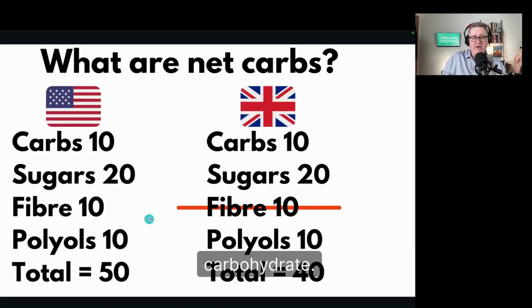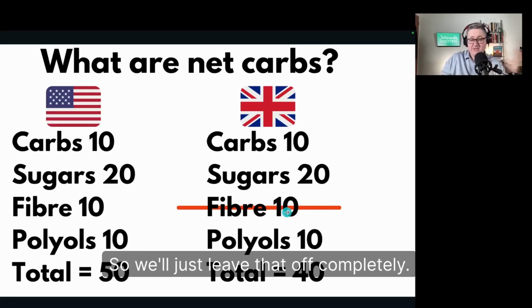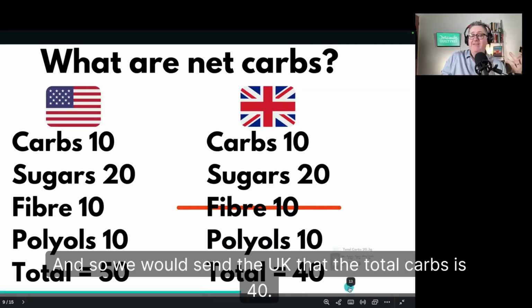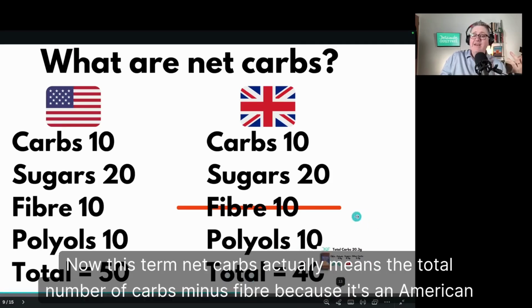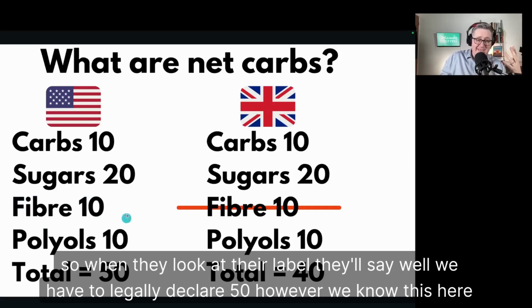In the UK, on the other hand, we would say the other carbs are 10, let's say. Sugars are 20. We don't include the 10 fibre, so we just leave that off completely. And it has 10 polyol carbs. And so we would say in the UK that the total carbs is 40. Now, this term net carbs actually means the total number of carbs minus fibre, because it's an American expression, and in America they include their fibre, but they know that fibre doesn't impact blood sugar. So when they look at their label, they'll say, well, we have to legally declare 50.